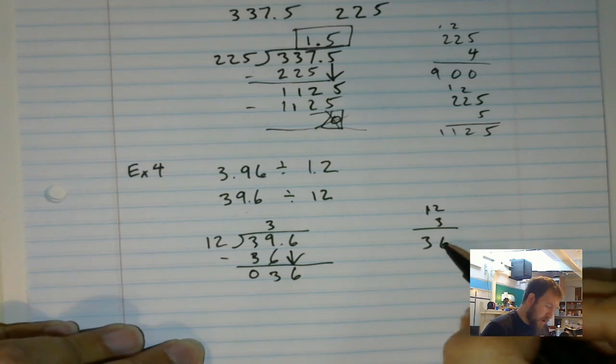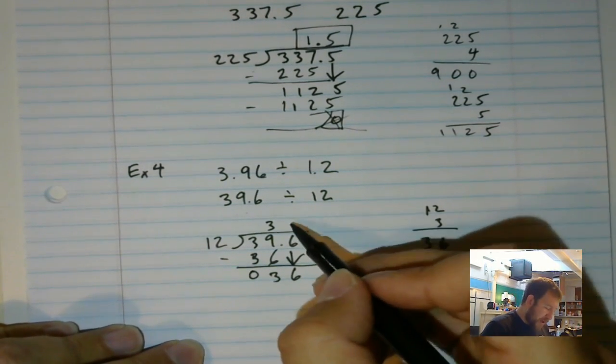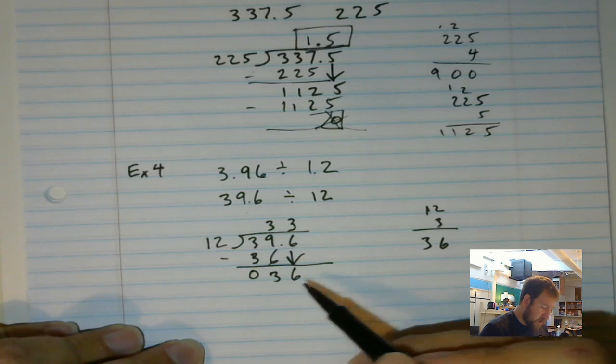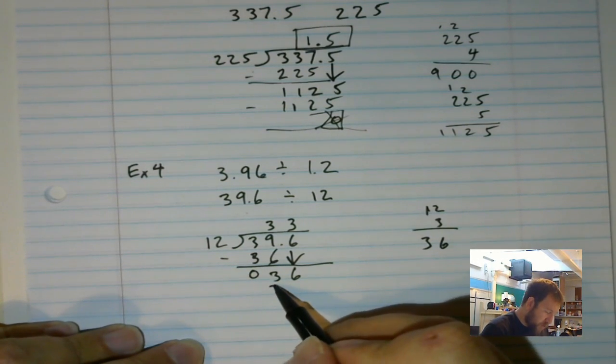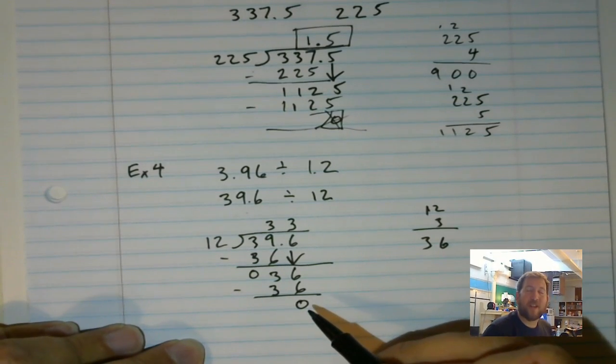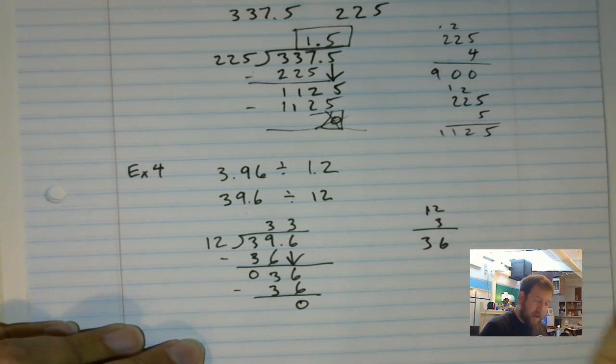Nice. Oh, that 36 really reminds me of the 36 I just did. So I'm going to go ahead and put my 3 up here. 12 times 3 is 36. So I'm going to subtract. 36 minus 36 is 0. So I've got my answer.